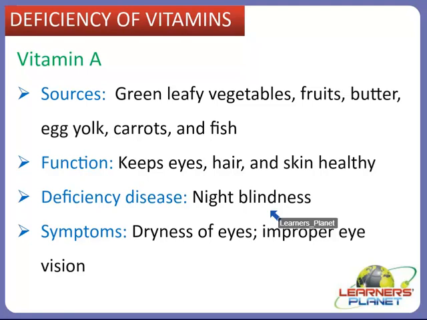Our vision will not be proper due to the lack of vitamin A in our body, right? And the symptoms which occur due to the lack of vitamin A are dryness of eyes and improper eye vision. We will not be able to see properly, right? Let's move on to the next vitamin.